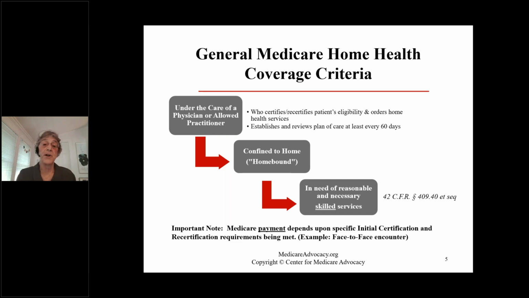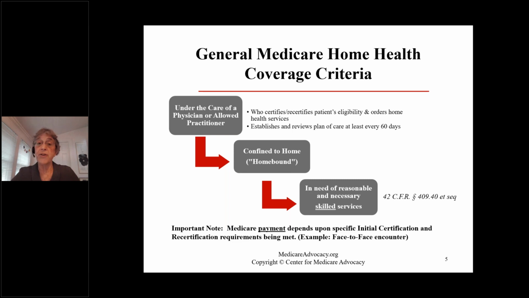Under the law, in order to get Medicare coverage for home care, the patient must be under the care of a physician or an allowed practitioner. So it could be an advanced practice registered nurse or a physician's assistant, as well as a physician who orders and is providing care to the individual. That healthcare practitioner must certify and, along the course of treatment, recertify the patient's eligibility and order home health care services. He or she must establish and review the plan of care at least every 60 days.